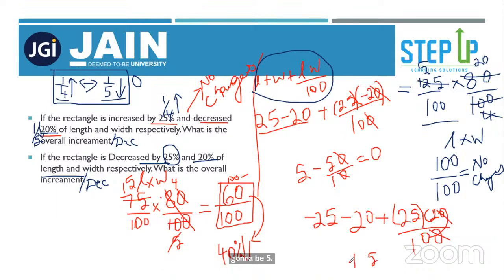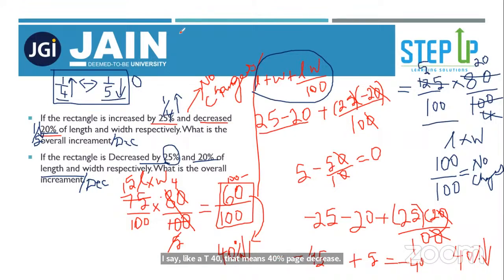So this is minus 25 minus 20 is going to be minus 45. So I get negative 40 as the answer in this method. When I say negative 40, that means 40 percentage decrease. Are you clear with that? Either method doesn't matter.